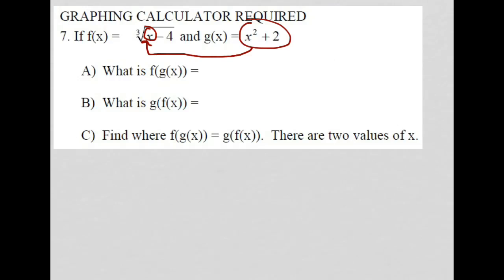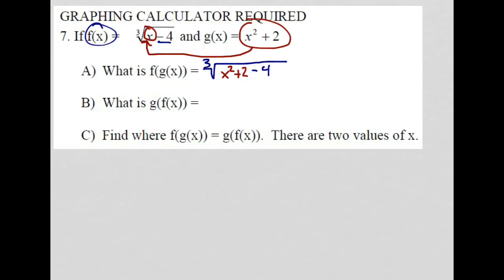So, yes, I will do that. I always listen to functions when they tell me to do things. So I need to start off with my cube root function for my blue f of x function. And then notice the first term inside my cube root is x. So instead of writing x, I need to write the entire g function, which is x squared plus 2. And then I need to finish off the rest of my f function, which is minus 4.